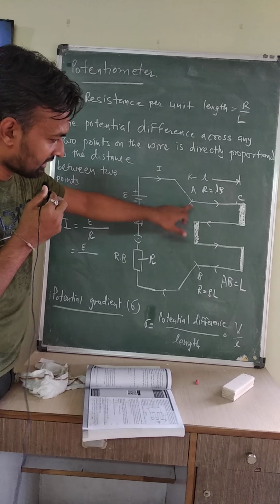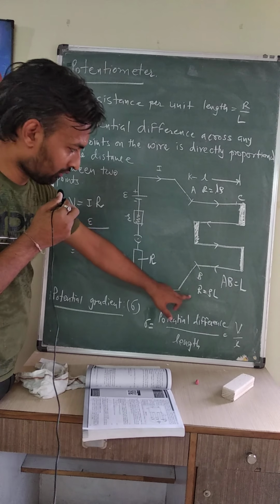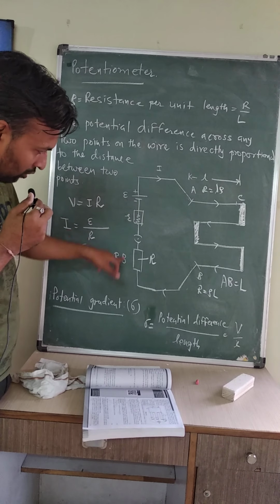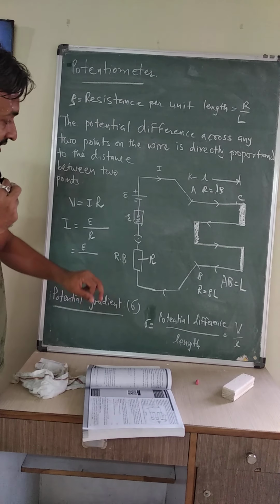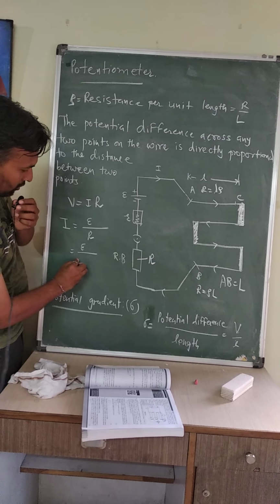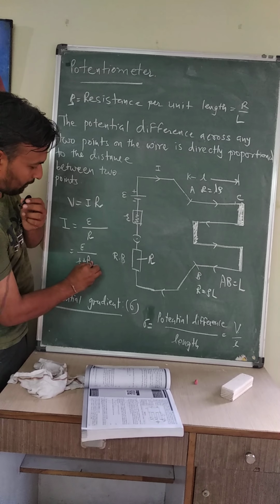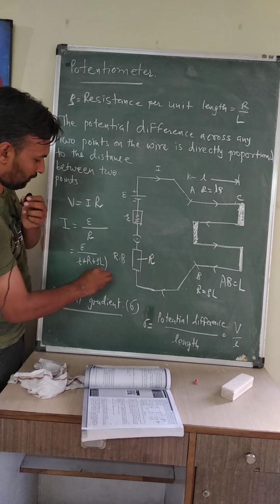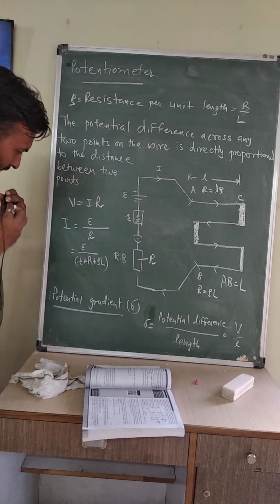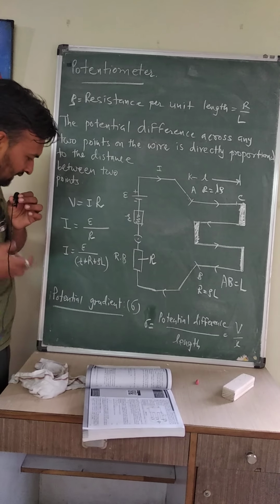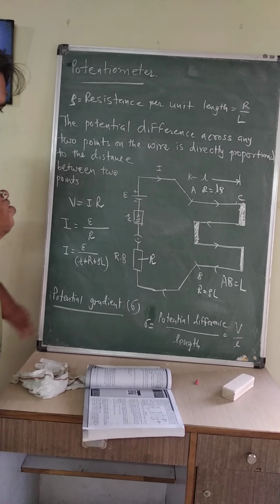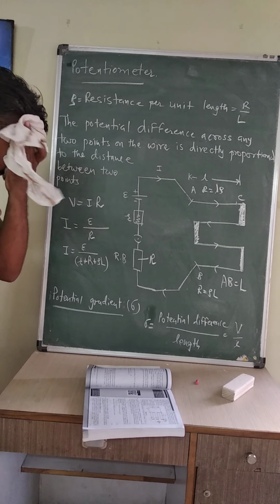Here if we consider this point A and B, we have the value of resistance equal to rho into L. All these resistors are connected in series, so the total resistance R is equal to small r plus capital R plus rho into L. So the current I is equal to E upon small r plus capital R plus rho into L.